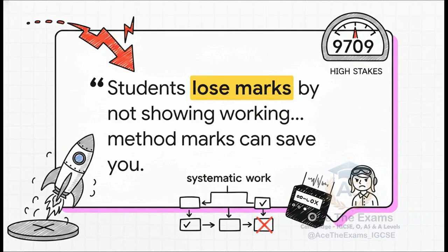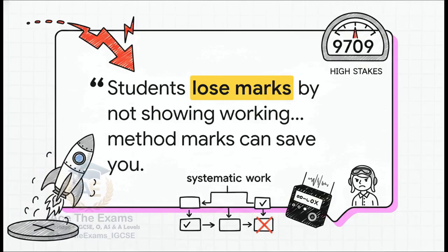Think back to Pilot Sam. When Sam rushes through the navigation and makes a tiny addition error at the very end of the page, she doesn't crash the whole ship. No, she only loses the final accuracy mark. She still secures 80 to 90% of the payload purely because her sequence was structured, it was logged, and it was verifiable by command. In the high-stakes environment of 9709 mathematics, your ink on the paper is your black box recorder, literally. Do not leave the examiner guessing how you arrived at your destination. Make them see the logic stream.